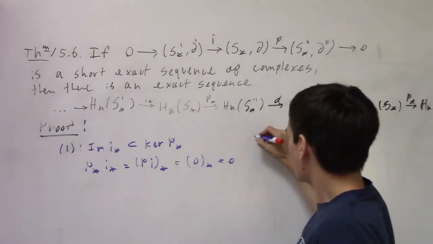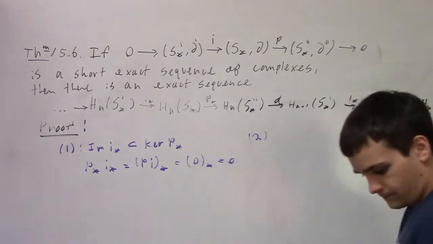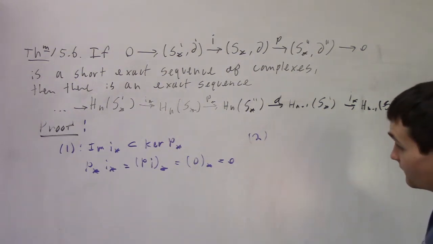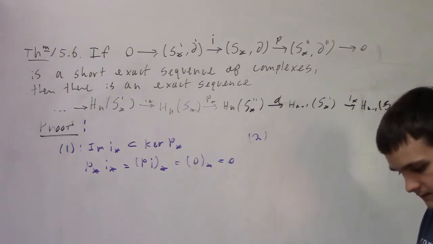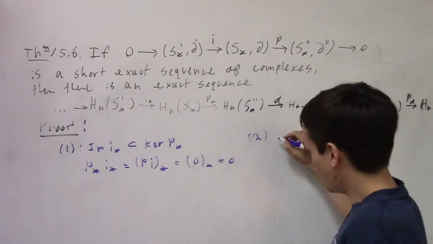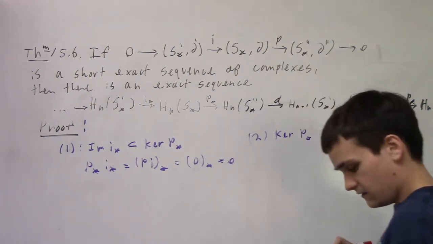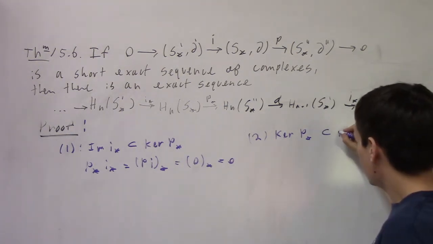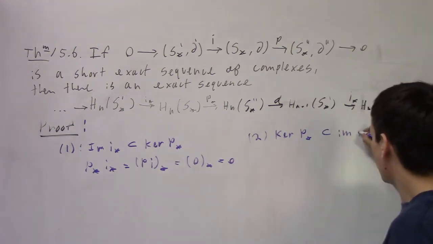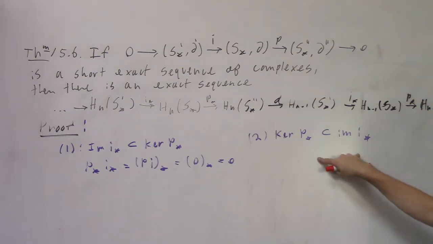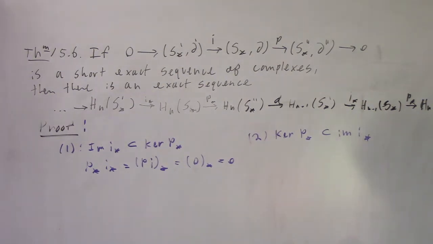Alright. So, second part here. The rest of them are pretty much like the second one. I just wanted to show the first one because I thought it was neat. So, here we're showing the kernel of the map induced by P is contained in the image of the map induced by I. Technically, there should be n's and -1s here, so these are actually different maps, but I'll use his notation.